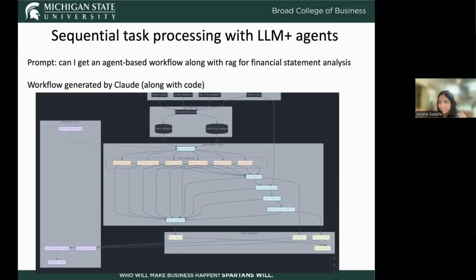Does this sound interesting to anyone? Well, maybe financial statement analysis is not your thing. But if you're an IS researcher, you can use the same pipeline, the agent-based workflow, to automate how you collect social media data, say from Reddit, or data from Yelp and online customer review sites. I mean, a lot of different applications.